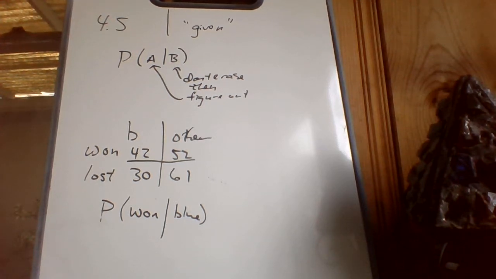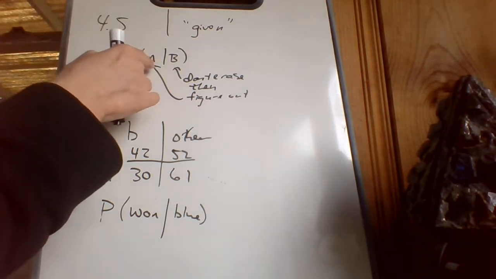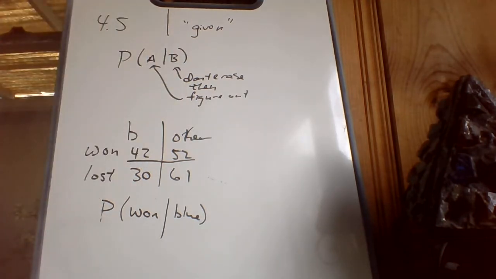Okay, so now we get down to the meat of what's going on in 4.5. So 4.3 was 3 circles. 4.4 was 1 circle. 4.5 is going to involve erasing stuff. When I see this bar, the probability of something given something else, I know I pronounce the bar "given," it's a 2-step process.